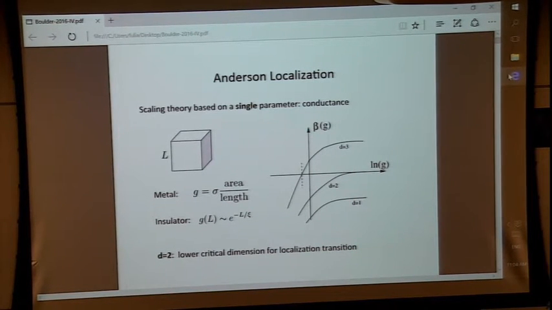So the problem of the localization transition is the following. Suppose we have a system of size L, and we ask, if we increase the system size towards the thermodynamic limit, how does the conductance of the system scale with its size? In high school, we learned about Ohm's law, which says that the conductance of a metal goes as the conductivity times the area of the cross section divided by the length.